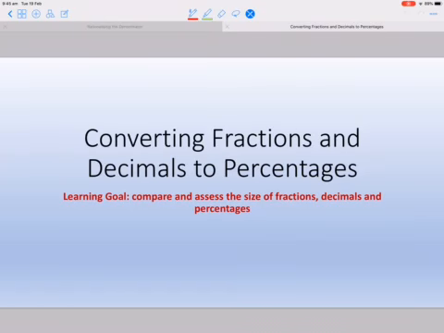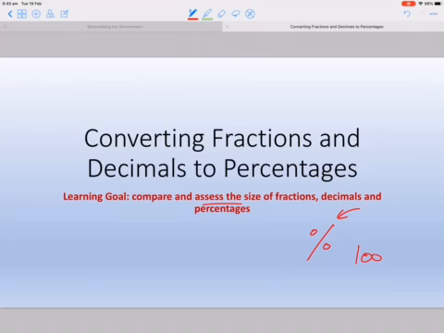Okay, so today's lesson is converting fractions and decimals to percentages. It's pretty straightforward. The main thing you have to know is that a percentage is made up of a 1 and 2 zeros. Okay, so everything to do with percentages will be something to do with 100.